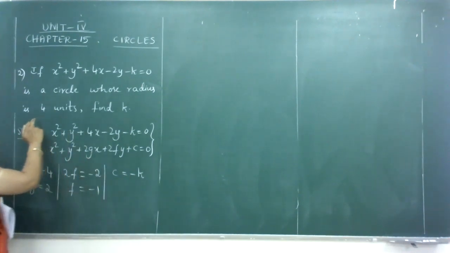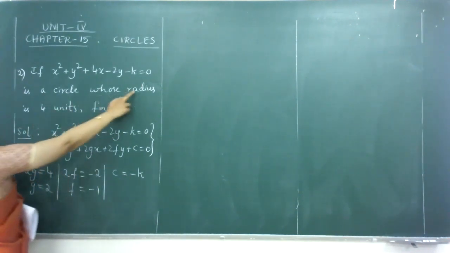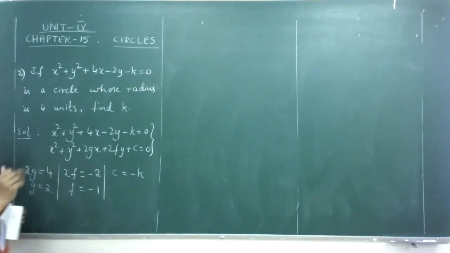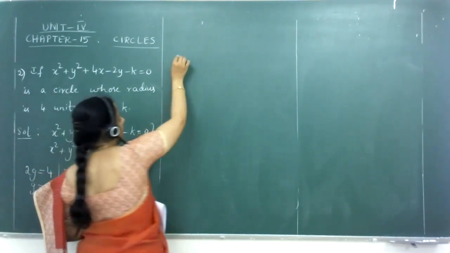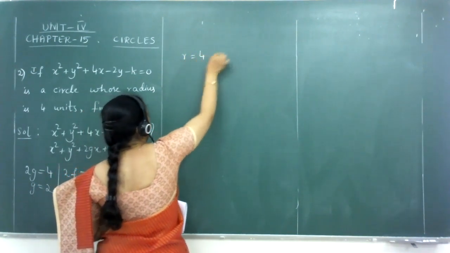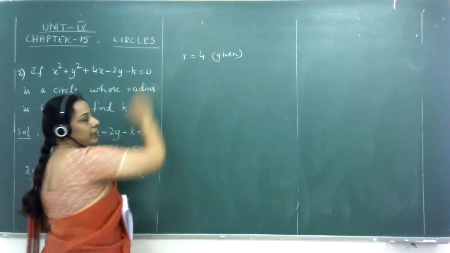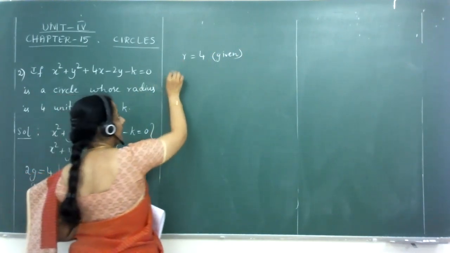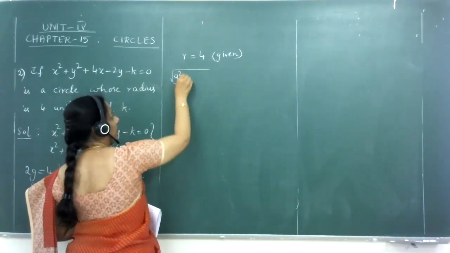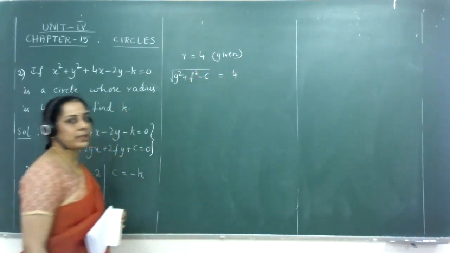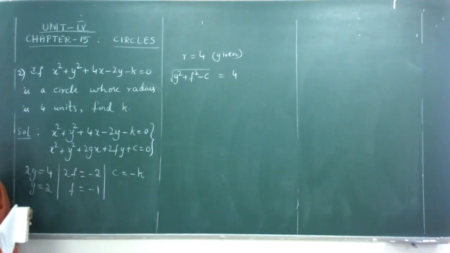Mind here that in the question you have data about the radius of the circle. What is the radius supposed to be? 4 units. Use only that data. Center is not required. You are given r is equal to 4. What is the formula to find the radius of a circle? We already have got it. Root of g squared plus f squared minus c will be substituted in the LHS, which is equal to 4.